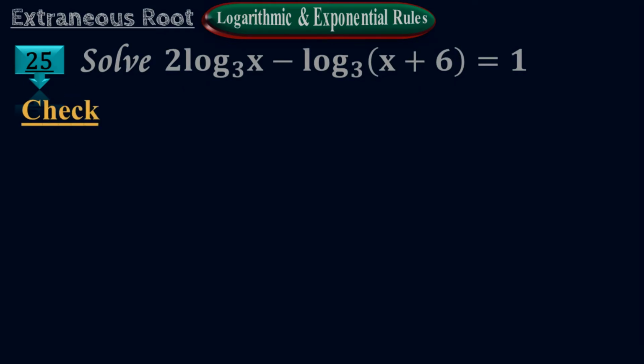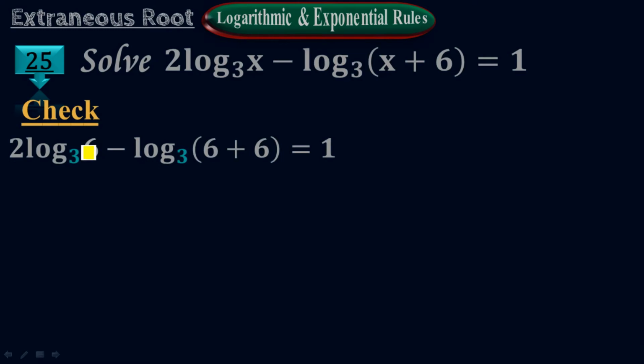Plug in the value x equals 6. We are plugging in the first root, which is x equals 6. So wherever there is x, plug in x equals 6: x equals 6 here and x equals 6 here. Now look at this part. According to the rule, whatever you have in front of the log will be the exponent of the x. For the x, I have 6. So I can write log to the base 3 of 6 squared. Similarly, 6 plus 6 will be 12.